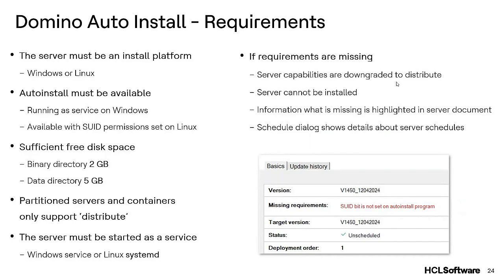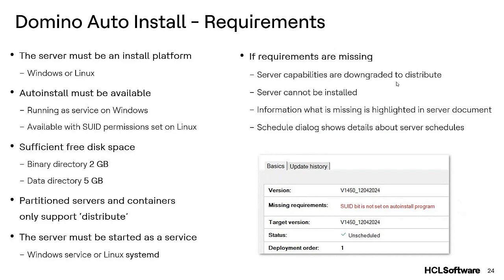Also, the Domino server itself must be started as a service. So that would mean as a Windows service on Windows or as systemd on Linux. And that's because we need to be able to control the start and stop of the server in a predictable way, and also have it restart after a reboot. So if any of these requirements are missing, then you would see in your server document that the capabilities would say distribute instead of install. So it might, for example, be a Windows server, but you don't have Domino running as a service. So instead of having install capability, it would be distribute.